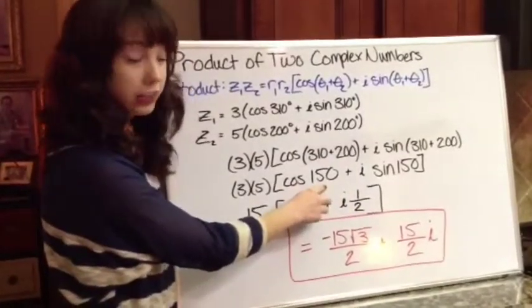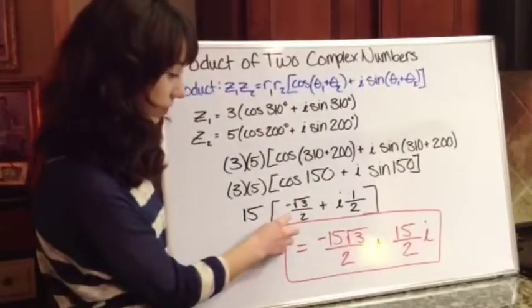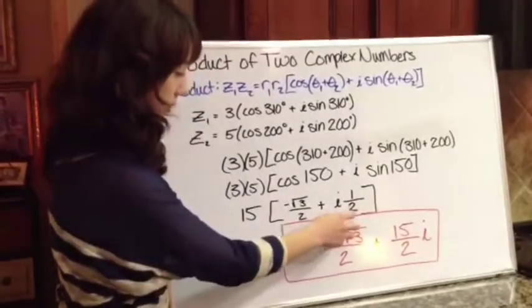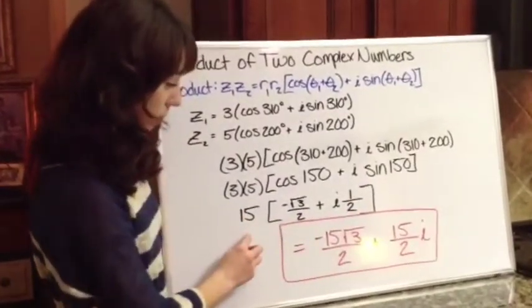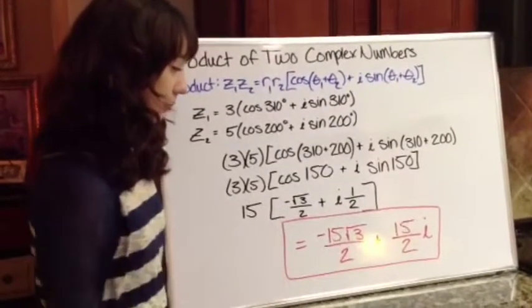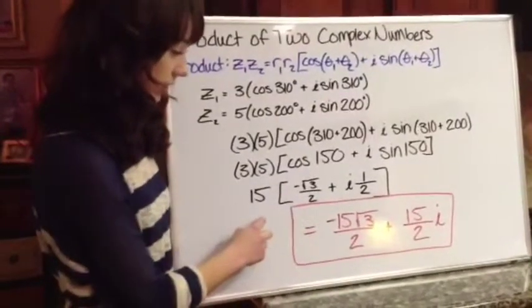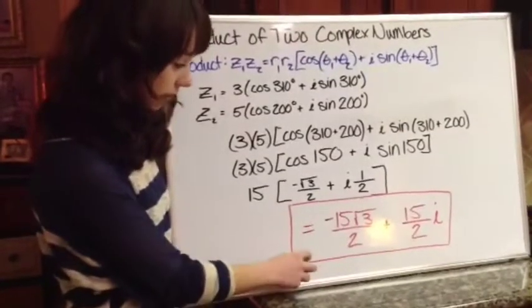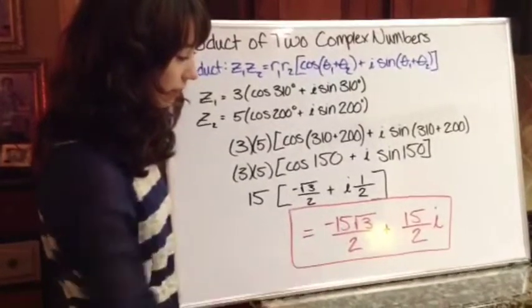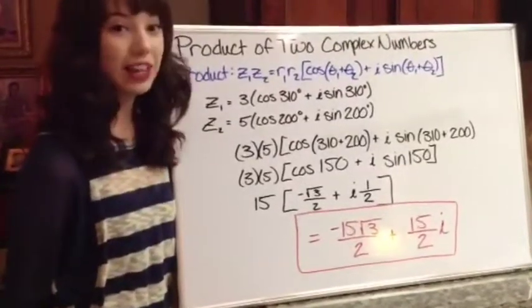Then you can look on your unit circle and find the cosine of 150, which will be negative square root of 3 over 2, and the sine of 150, which will be 1/2. So you're going to simplify that. You're going to get 15 multiplied by negative square root of 3 over 2 added by i multiplied by 1/2. Distribute this 15 into this, so you will get your answer of negative 15 multiplied by the square root of 3 divided by 2 added by 15 divided by 2 multiplied by i. You want to make sure it's in standard form, which is a plus bi.